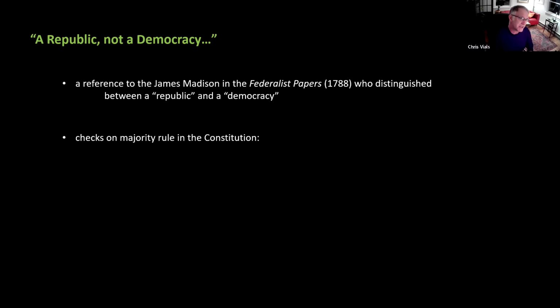But it's a reference to James Madison and the Federalist Papers. And he distinguished between a republic and a democracy, meaning what he was really distinguishing between was a republic, by which he meant representative democracy, and a democracy, by which he meant something like what we might call direct democracy. Direct democracy might be something like voting by assembly. It might be like rule by town meeting, a lot of workers' councils, things like that. A lot of direct assemblies where people vote on every little thing.